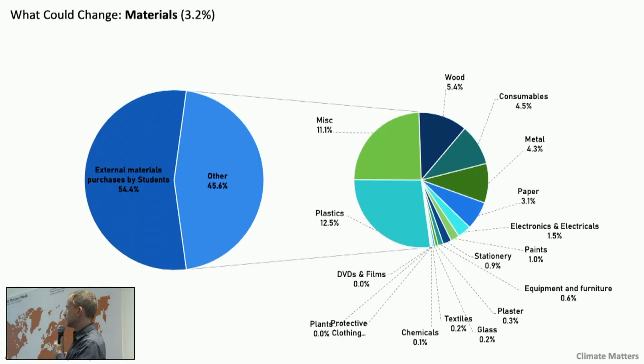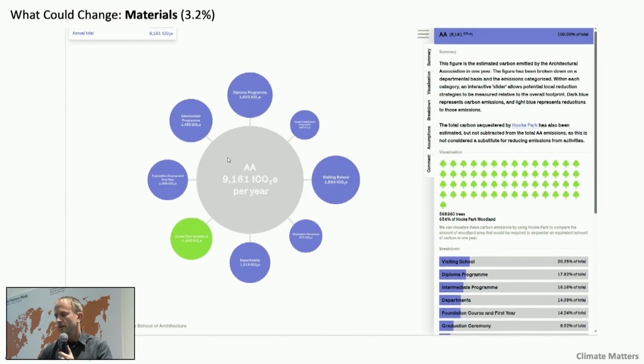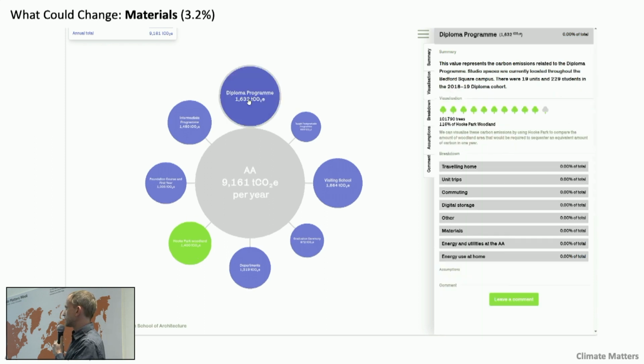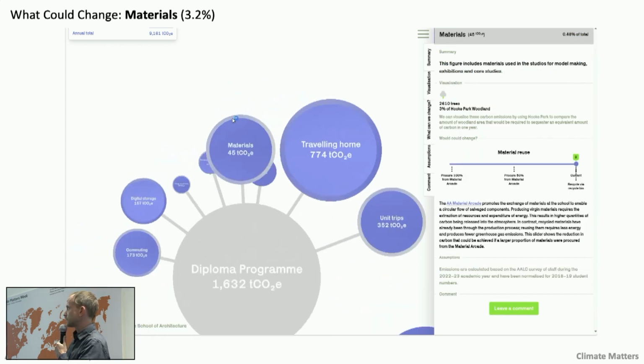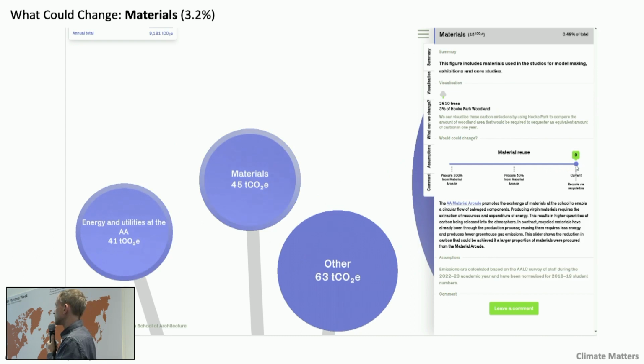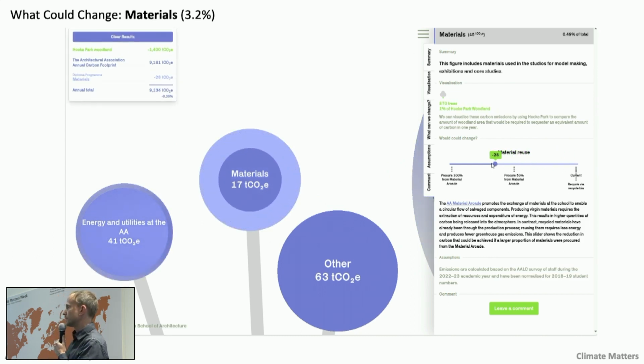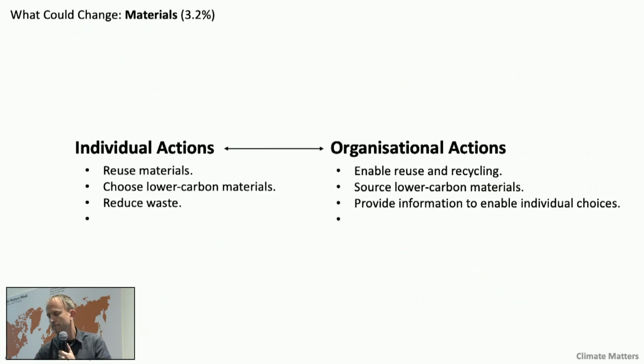Materials we're perhaps more familiar with, and we found that about half of materials come from external purchases by students, and the other half from the AA. We can see how they break down in terms of different types. And there's a slider for materials in each of the programs where you can look at the effects of not buying new materials, but instead finding a reclaimed or reused source, such as the material arcade. And again, we can talk about what kind of individual actions or organizational actions we can start to potentially implement at the AA.